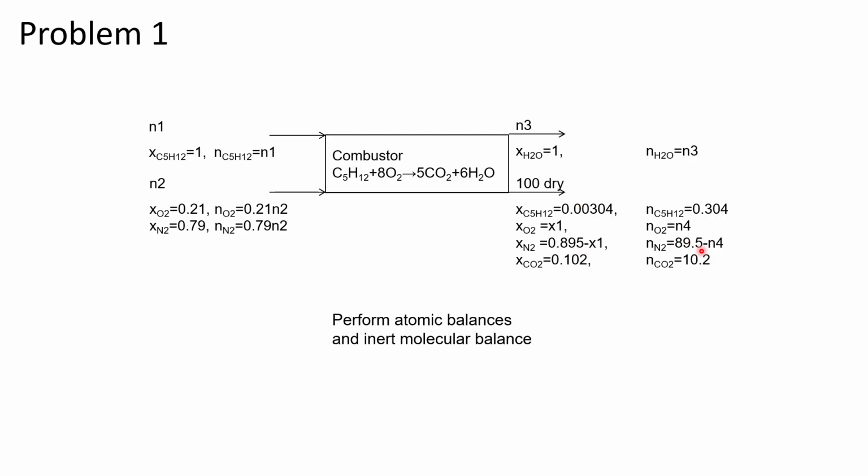But instead, what we're going to do is say that the flow rate of this nitrogen is equal to the total flow, 100, minus the flows of all the other components, since all 4 of these have to add up to 100.